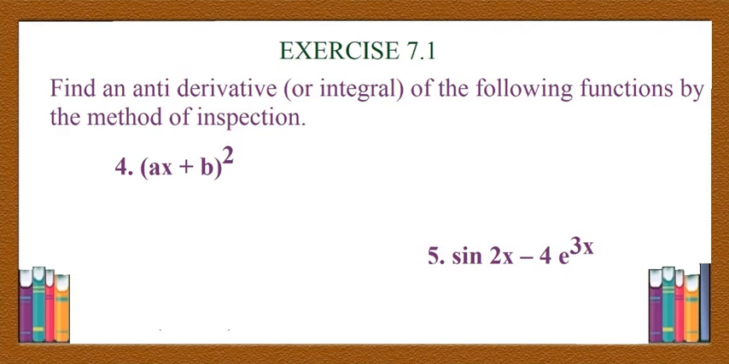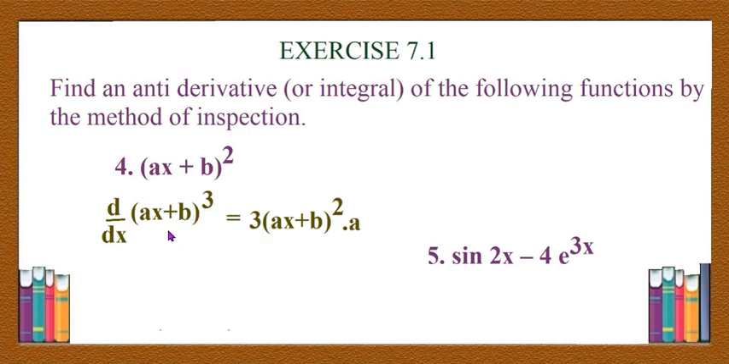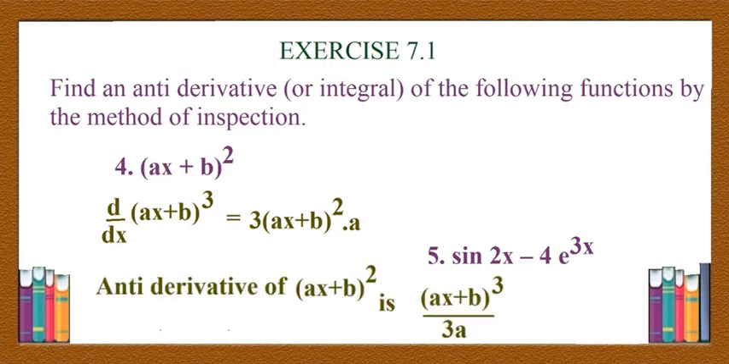Next one is (ax plus b) whole square. And if you find the derivative of (ax plus b) whole cube, that is equal to 3 into (ax plus b) whole square into derivative of ax plus b, that is a. Therefore, if you divide (ax plus b) whole cube by 3a and find its derivative, you will get (ax plus b) whole square. Therefore, antiderivative of (ax plus b) whole square is (ax plus b) whole cube divided by 3a.